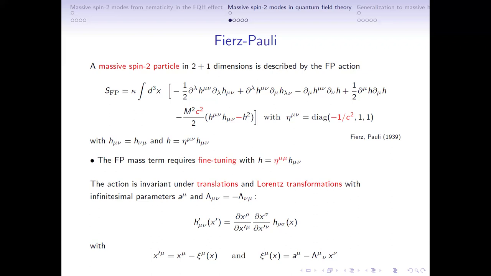And it is invariant under translations and Lorentz transformations, in a standard way, where the translations are this parameter a^mu and the Lorentz transformations are this lambda^mu_nu. These are just the symmetries. And now I want to take a limit.